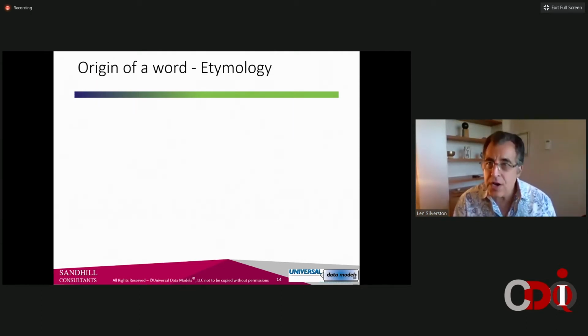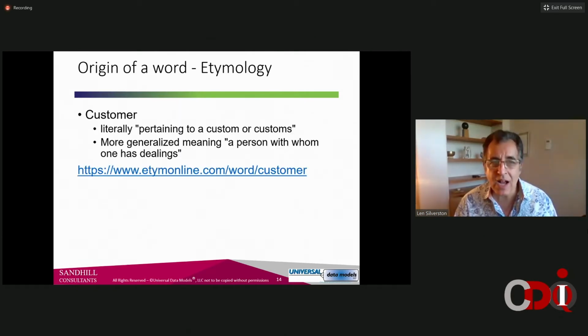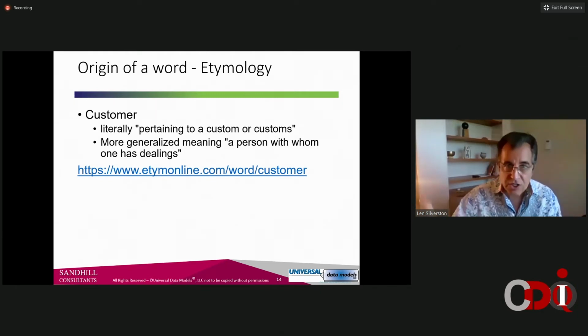Now, another thing we can use in linguistics is the idea of etymology. Etymology is the original meaning of the word. When we look at the etymology of customer, it means pertaining to the custom, a person with whom one has dealings. It's actually referring to a role, to the custom or customs, when we're dealing with this type of situation.